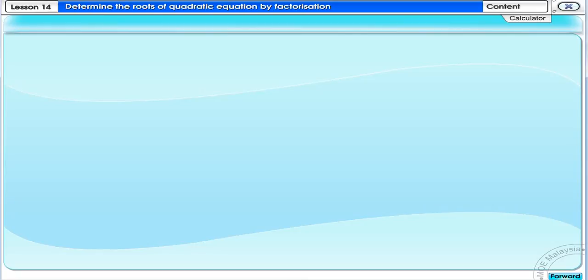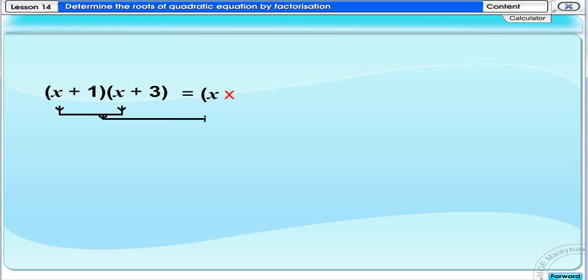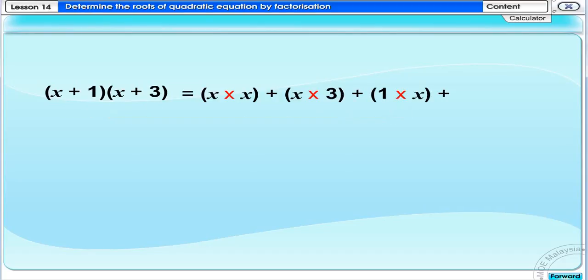Let's say you are given two expressions, (x plus 1) times (x plus 3). This can be expanded to x times x plus x times 3 plus 1 times x plus 1 times 3.